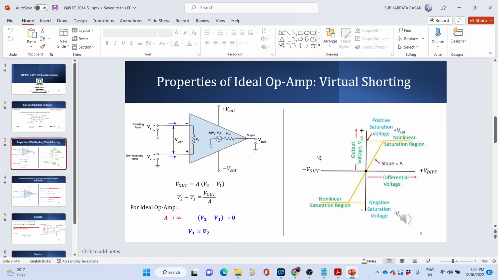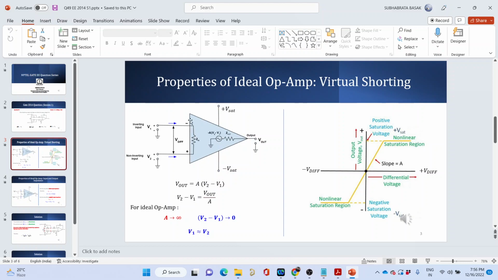So let us talk briefly about virtual shorting before we go ahead solving the sum. First, let us do that. So you see, for an ideal op amp, the gain A is infinity. Before doing that, you understand that this is a simplified model of an op amp. The circuit on the left hand side of the slide is a simplified circuit of an op amp. So what do you have? You have two terminals, V1 and V2. V2 is the non-inverting input terminal and V1 is the inverting input terminal. So what does this op amp do? It amplifies the difference in the voltages between these two terminals.